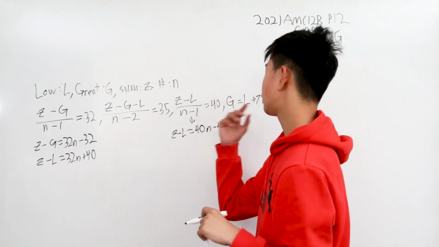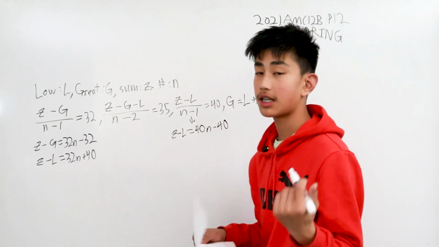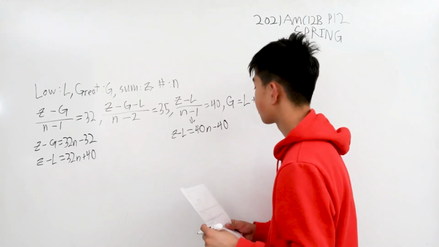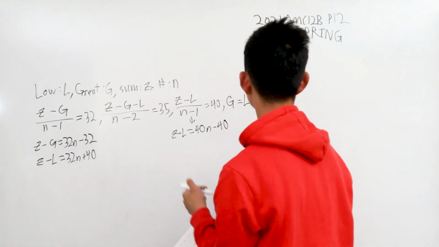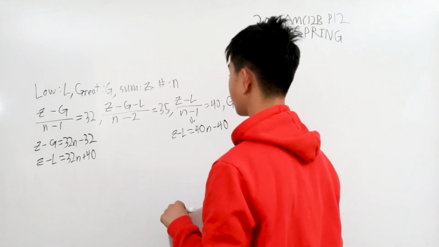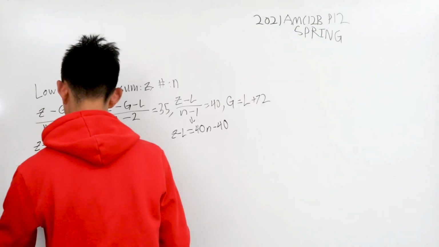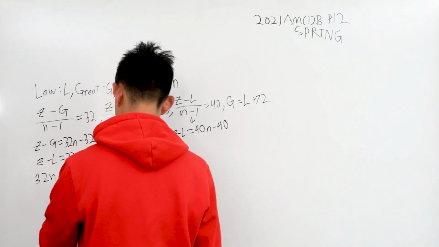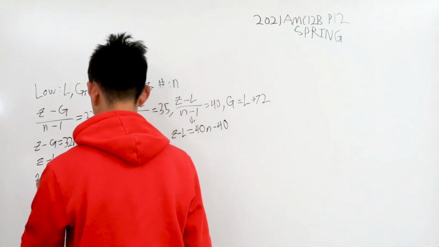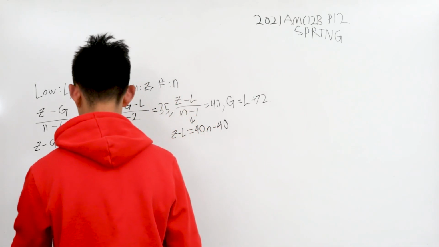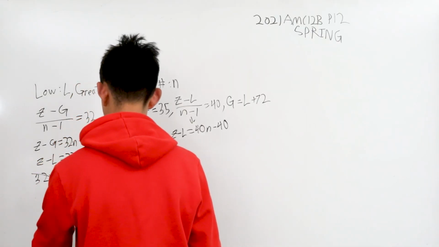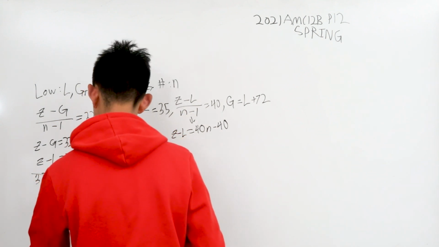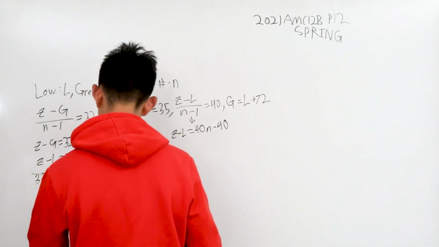The whole reason we plugged this in was to get a Z minus L, to solve for one variable and then one by one solve for the rest of them. Since these are all Z minus L, we can do 32n plus 40 equals 40n minus 40. Those are the two equations set equal to each other. You add 40 to both sides, get 80, subtract 32n, you get 8n. So 8n is equal to 80, n is equal to 10.